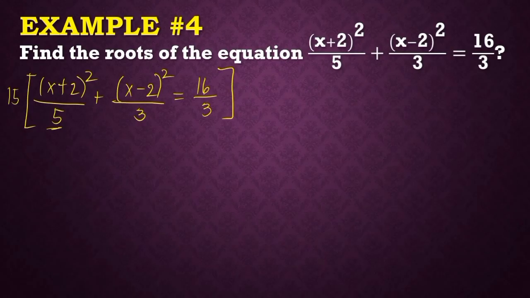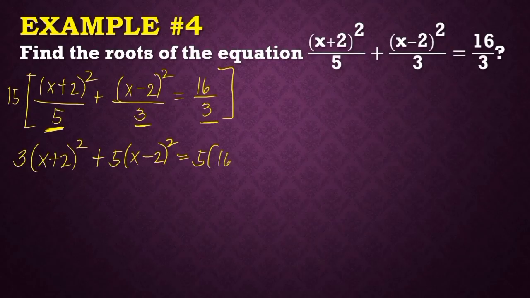So, pwede po natin yan i-cancel kasi may greatest common factor sila na 5. So, magiging 15 divided by 5, that is 3. And then, tong 5 na to, magiging 1 na lang. So, matitira yung nasa taas, yung the quantity of x plus 2 squared. Tapos, plus, sa pangalawa naman, so 15 tsaka yung 3, greatest common factor nila is 3. So, 15 divided by 3, magiging 5. And then, yung matitira, x minus 2 squared equals, and then 15, tsaka yung 3, dito sa 16 over 3, that is 5. So, 5 times 16 yan, ang matitira.